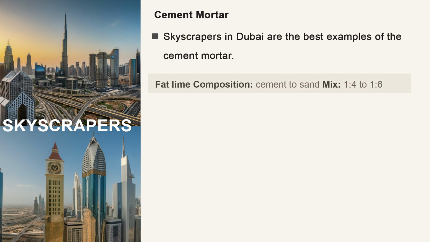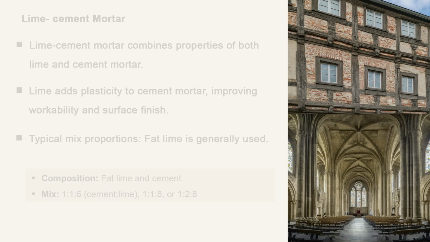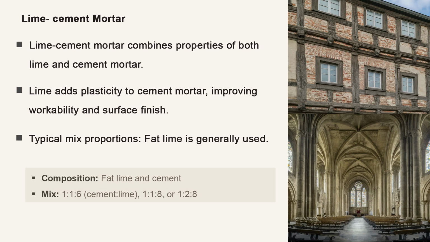And then we have lime cement mortar. Adding lime to cement mortar enhances its workability, making it easier to apply. Generally, a mix proportion of 1:1:6, that is cement 1 part, lime another 1 part and sand 6 parts, and also 1:1:8 or 1:2:8 are used. Here we conclude the types of mortar used in plastering.